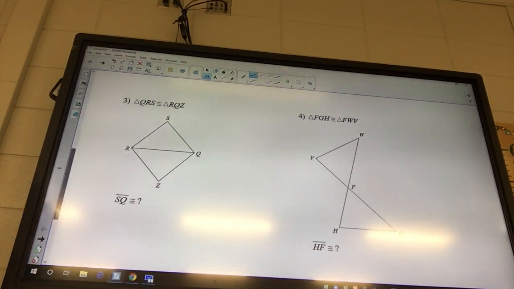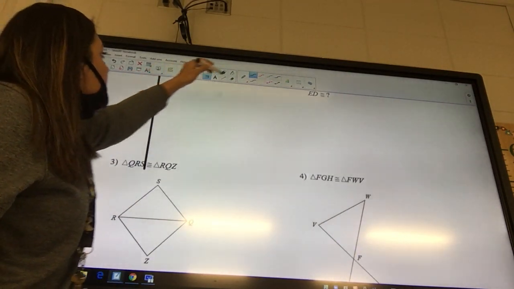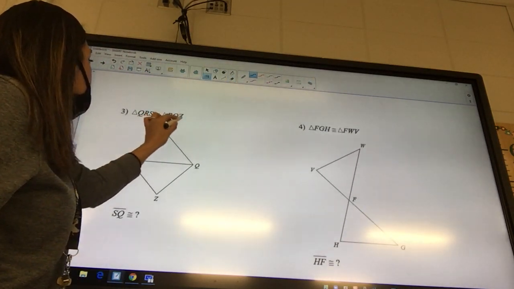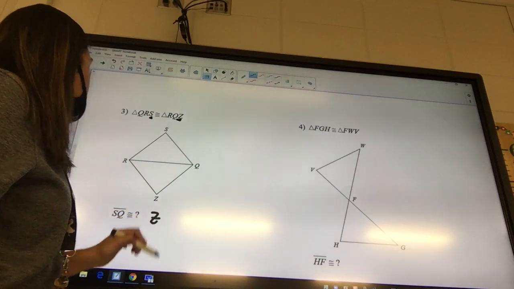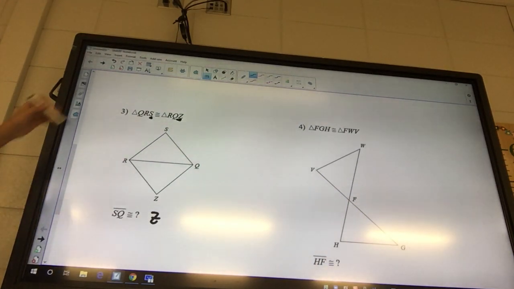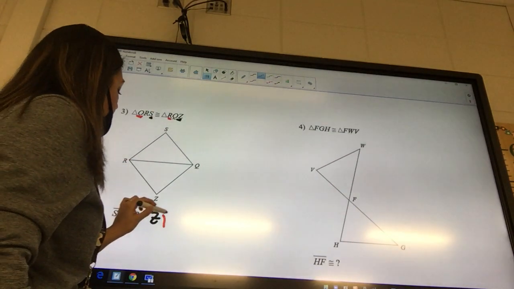Okay, look at 3. We're looking for SQ. What is congruent to SQ? So we can look at S's place. So ZR. Yep, and so we know that Z comes first. It comes first in our writing, but it does come last. And then what's in Q's spot? R. R, and so we know that R is going to come next. What else am I missing?